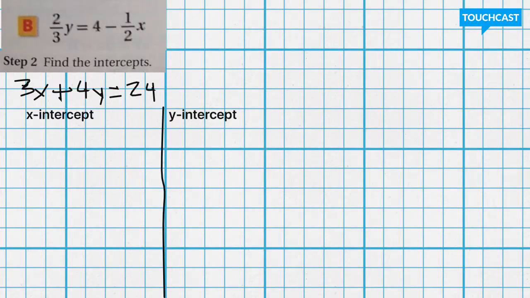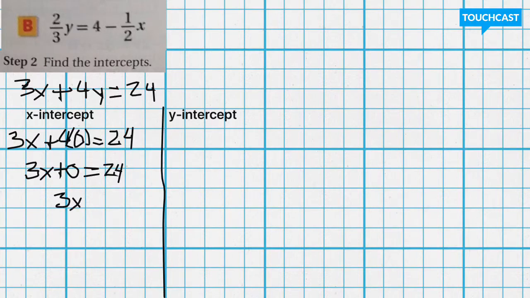To find our x-intercept, we're going to plug 0 in for y and then solve for x. So we've got 3x plus 4 times 0 equals 24, or just 3x plus 0 equals 24, or 3x equals 24. So to solve this for x, we're going to divide by 3. So x is equal to 8. So our x-intercept is the point 8, 0.